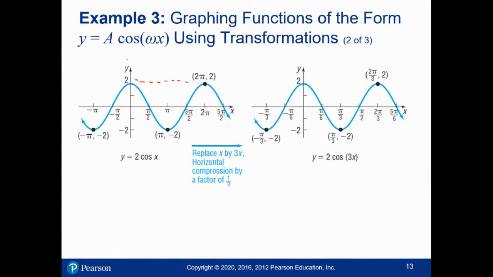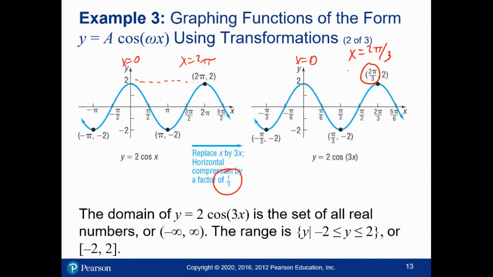Here I went from x equals 0 to x equals 2 pi. Since I'm compressing it by a factor of 1/3, I only need to go out to x equals 1/3 as far in order to complete the entire picture. The domain is still everything, and the range is between 2 and -2, but the period has been shortened, so the period is just 2 pi over 3.